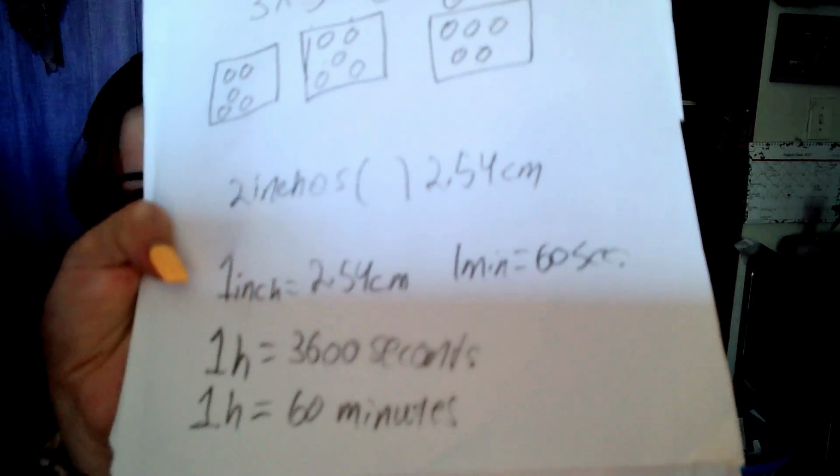To go from minutes to seconds, in 1 minute there are 60 seconds. So 1 min equals 60 sec. There. If 1 minute equals 60 seconds, then obviously 1 hour will really equal 3,600 seconds, because 60 minutes.